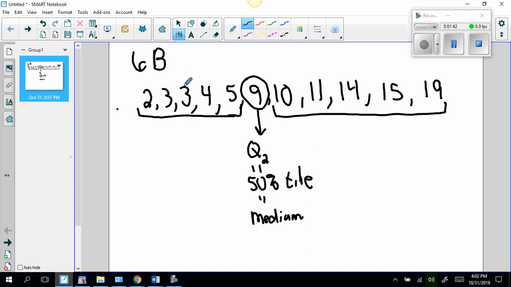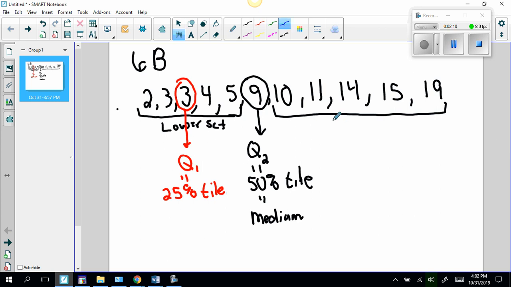Now you look at the lower set. This is the lower set. And you find the middle of the lower set, which is easy to do. It's 3. This is called the first quarter, or Q sub 1, and a quarter is worth 25 cents. So we located the 25% marker of the data.